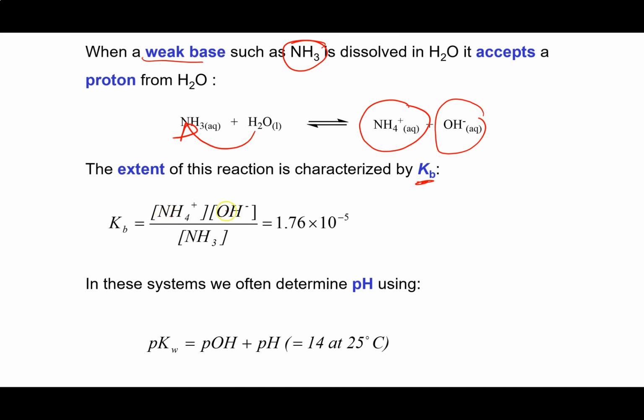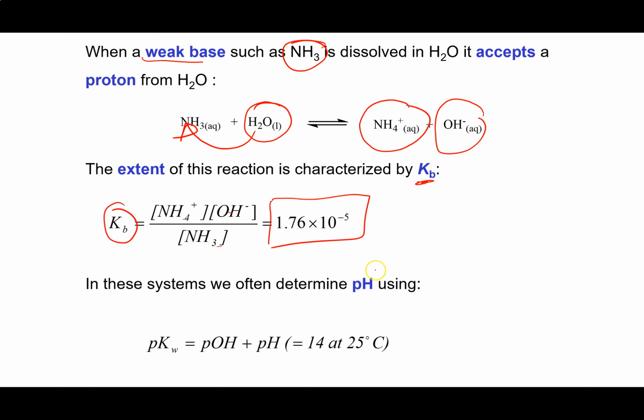So again, it's our product ion concentration divided by our reactant concentration. We don't have to include the water here because it's a pure liquid. And I talked about this earlier. That has a value of 1.76 by 10 to the minus 5. So we can do similar types of calculations for Kb ice tables as what we saw for formic acid.